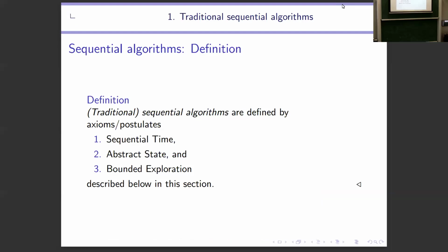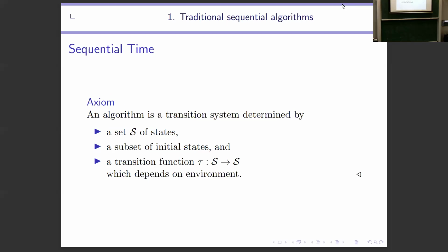So now I will give a definition of sequential algorithms. Informally, this is the only algorithm that existed from time immemorial till the 1970s, when eventually the community invented highly parallel computer machines and algorithms, and then many others. But these are classical algorithms, what logicians think about when they speak about the Church-Turing thesis. So the definition will consist of three postulates or axioms, which I will describe now. The first postulate is kind of trivial. You have a set of states, a subset of initial states, and a transition function.